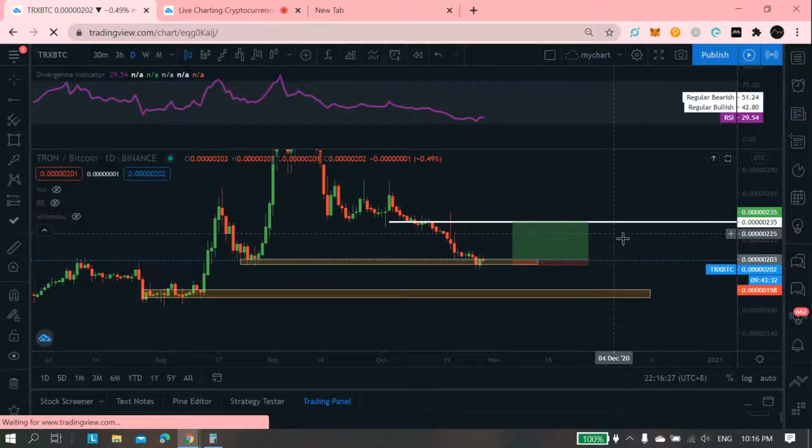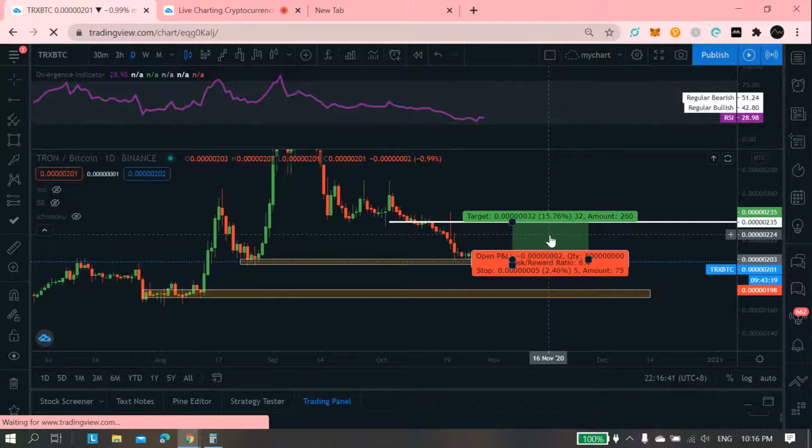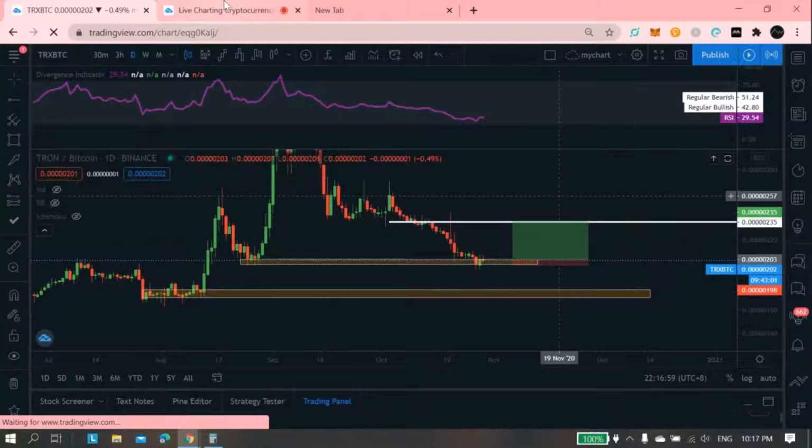If this is futures, most likely I will go long, with the stop loss at this area, the 197, and then TP at this 236 area. So that's a possible risk reward ratio of 6.4, so I could possibly gain around 15.76. I don't know if there is a futures on Tron BTC. Yeah, I'm not trading Tron actually. It depends on how you trade it.